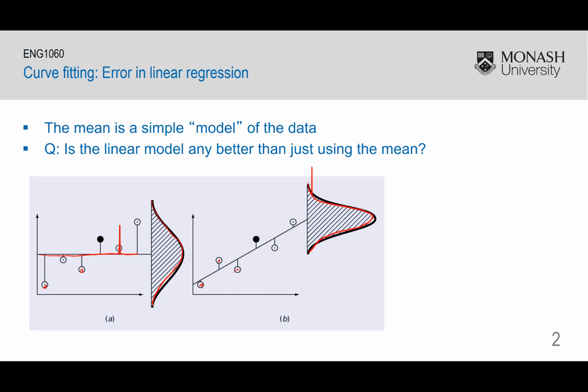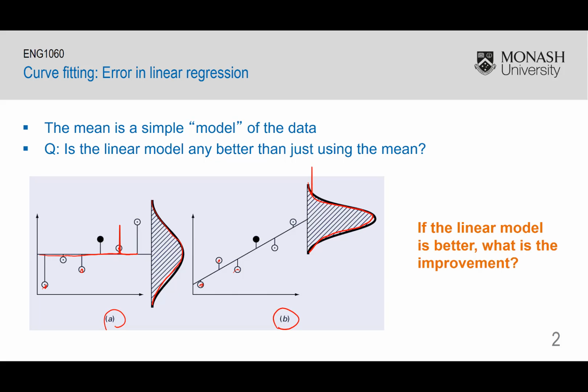The question we need to ask ourselves, though, is: is this linear model, the model that we fitted in curve B, really any better than just using the mean value? And if it is, what's the improvement? Can we try and quantify it in some way?